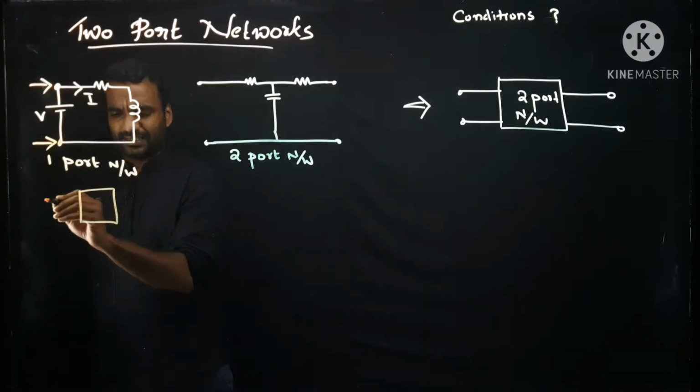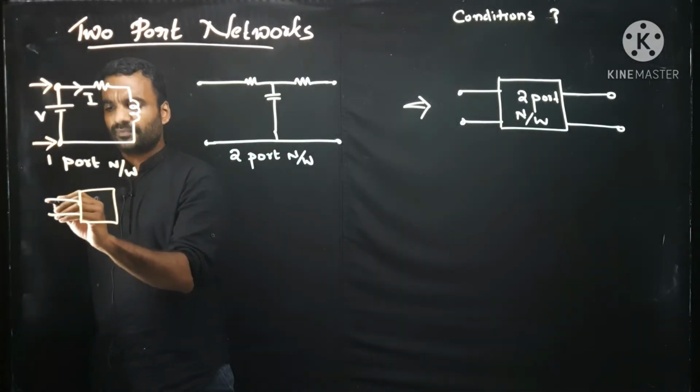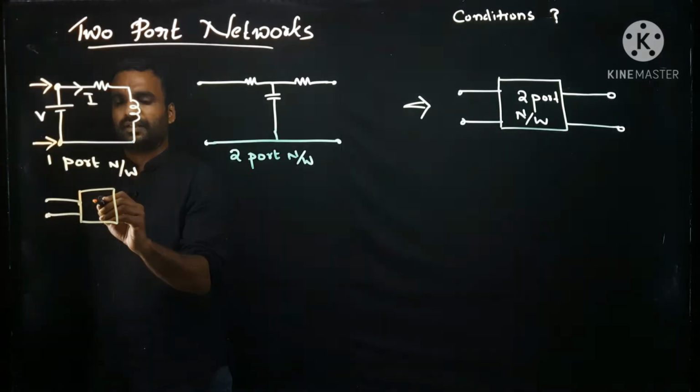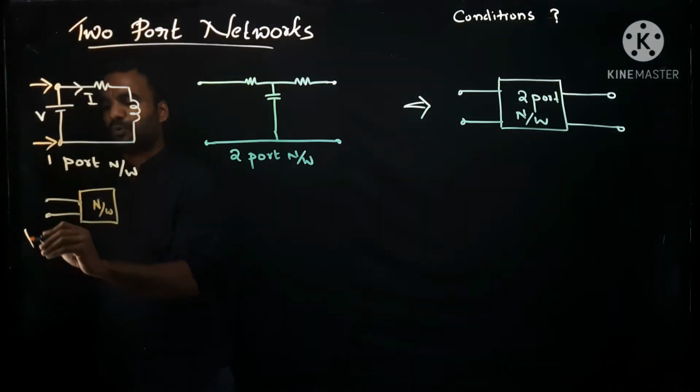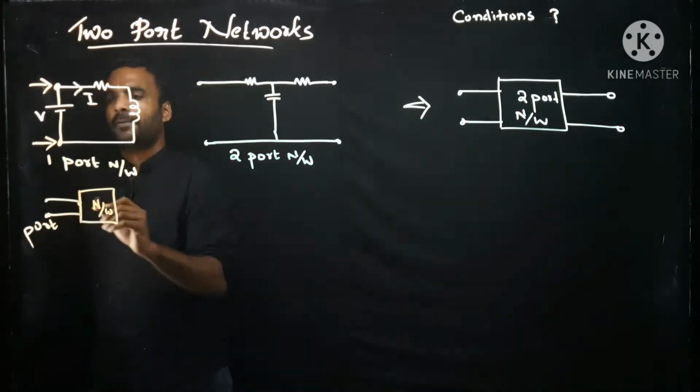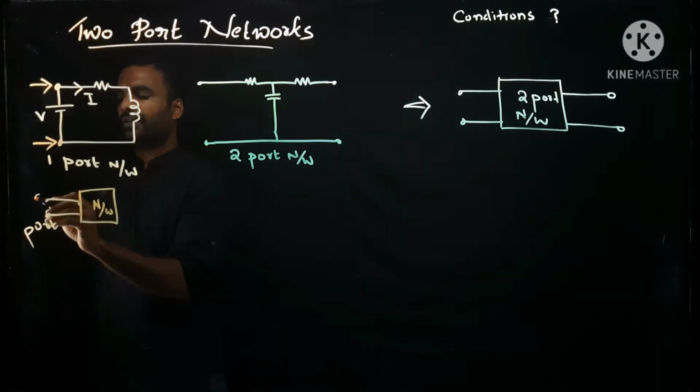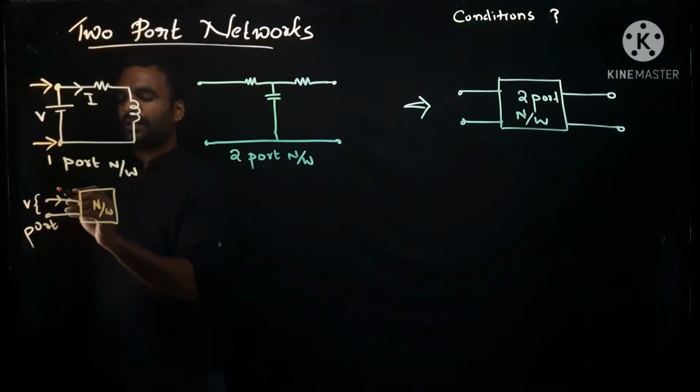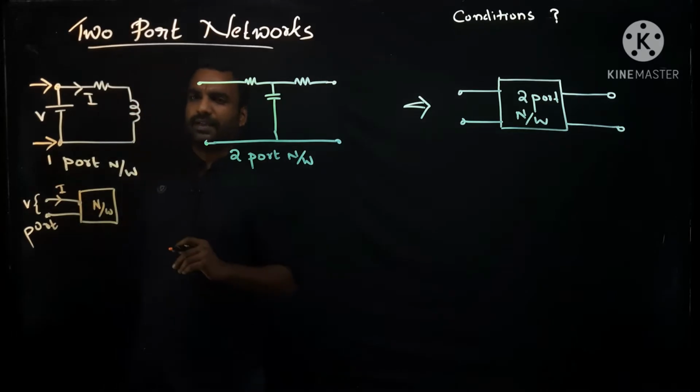We can draw it like this. This is the network and this is the port. We are giving a voltage here, and current will pass like that.